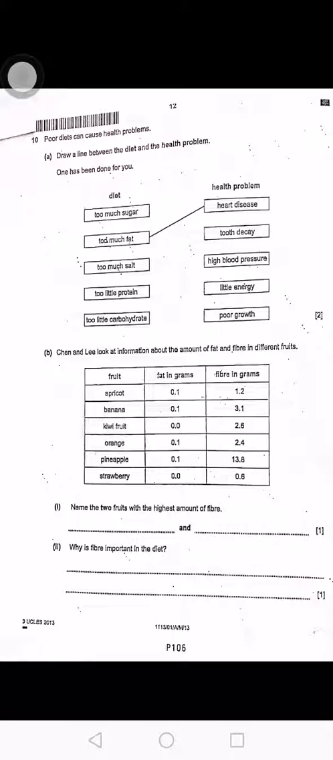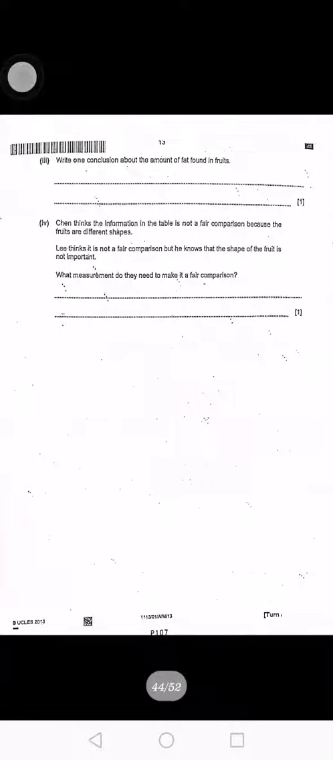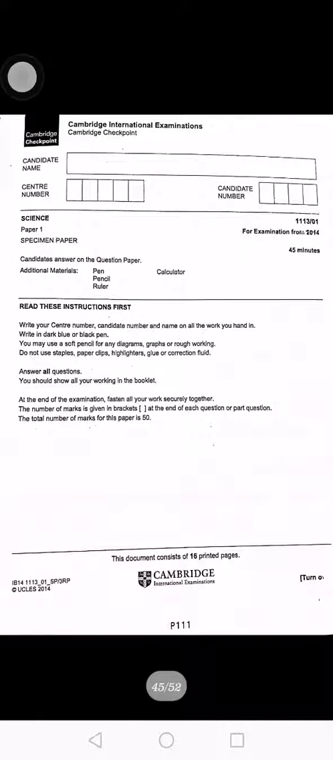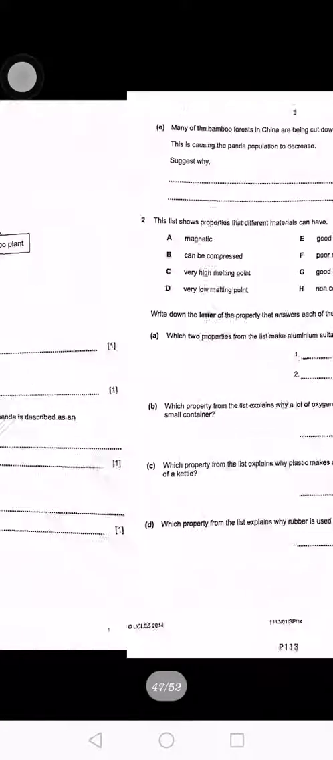The fruits must be equal in what? Fair in what? You can say same mass or same weight of fruit. Same weight, the shape doesn't matter, but the important thing is that the weight of fruit is equal. So write the answer: use the same weight of the fruit. Exam 14, 2014, children, we did it.